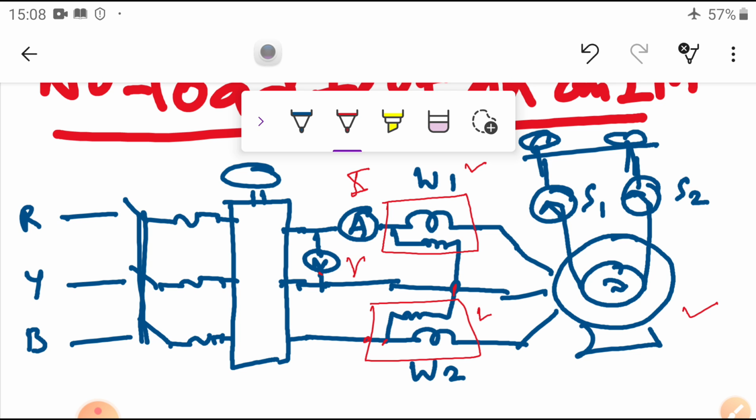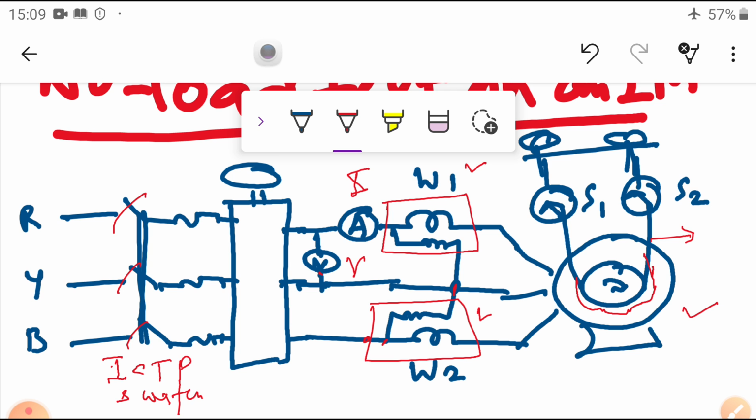So what are the precautions you should take before starting the experiment? Here this is the ICTP switch, the iron clad triple pole switch. This is a switch and this is a variac. Before closing the supply, you should ensure that the rotor of this induction motor is very loose. There is no tight belt here and no load on this one, so the rotor will rotate freely without any friction.